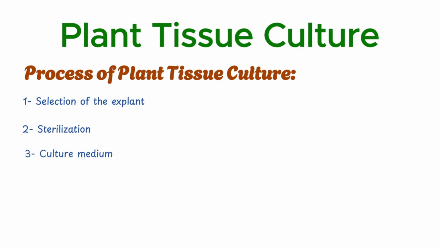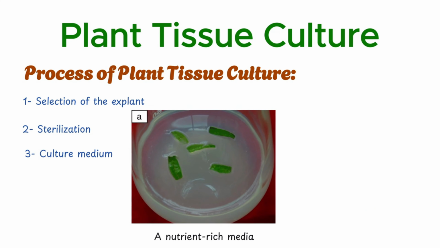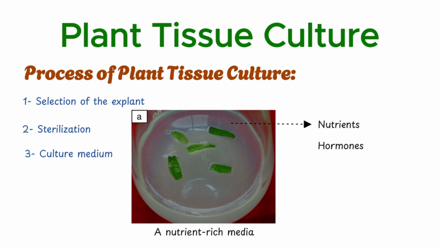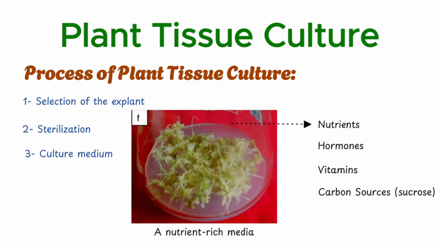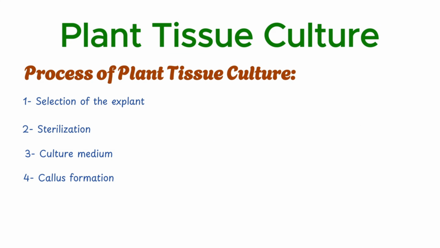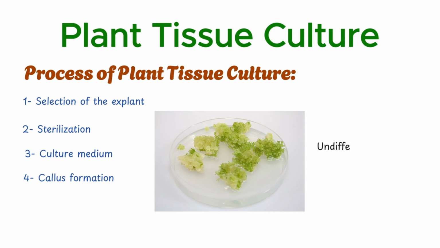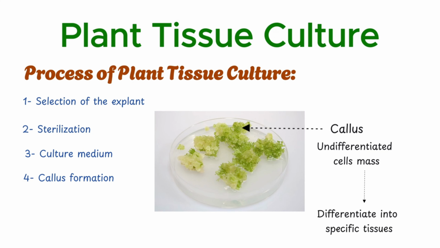It's then placed in a culture medium, a nutrient-rich, sterile environment containing essential nutrients, hormones, vitamins, and sometimes carbon sources like sucrose. The medium's composition is tailored to achieve specific growth goals, such as root or shoot development. In many cases, the explant forms a mass of undifferentiated cells called a callus. This callus can later differentiate into specific tissues under the influence of plant hormones.